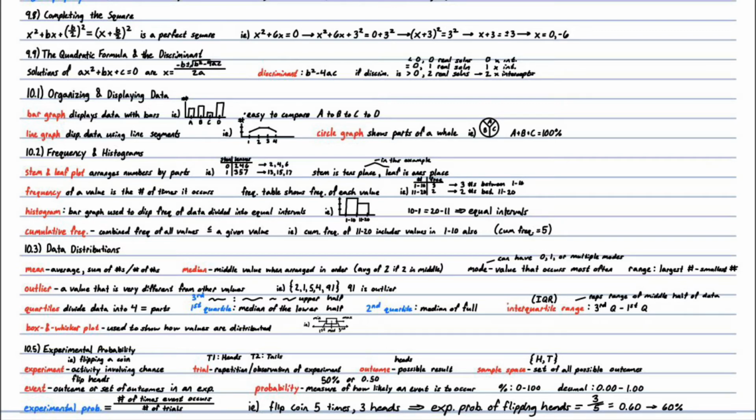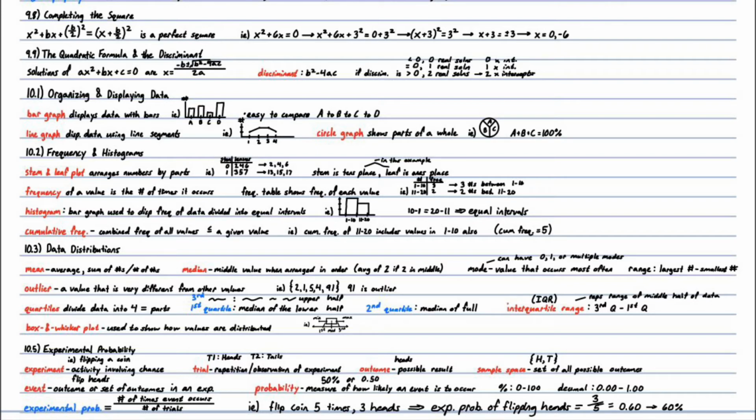Frequency and histograms. A stem and leaf plot arranges numbers by parts. The stem is the tens place and the leaf is the ones place. The frequency of a value is the number of times it occurs. A frequency table shows the frequencies of each value. A histogram is a bar graph used to display the frequency of data divided into equal intervals. The cumulative frequency is the combined frequency of all values less than or equal to a given value.